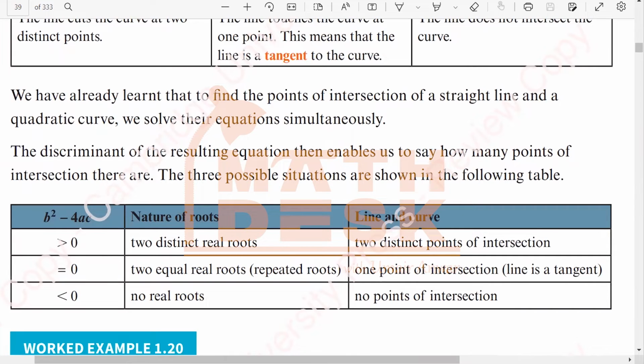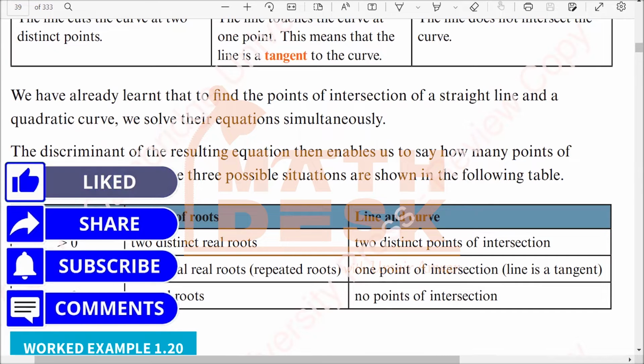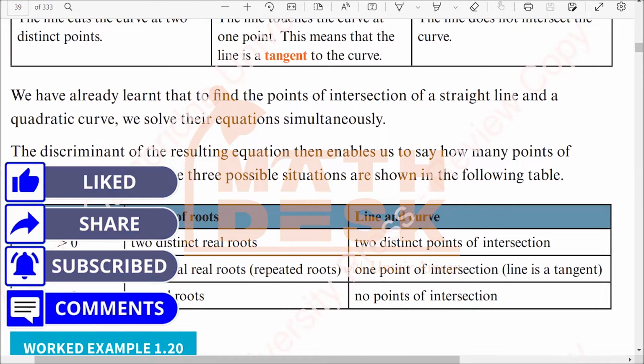So if the discriminant of the quadratic equation is greater than 0, then it means that two distinct real roots would be obtained. And the geometrical interpretation of this situation would be that there are two distinct points of intersection.